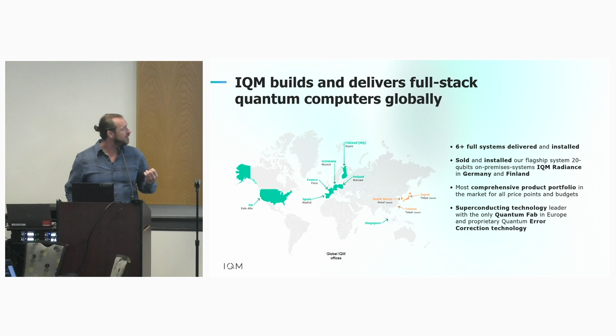So IQM, just to give a little overview, we are a European company based in Helsinki with a large technical presence in Munich. We have a few other smaller offices, and we sell fully functional quantum computers that accept high-level programming. We have shipped 6 systems, including 2 20-qubit machines in Finland and Germany. And additionally, we have a cloud platform available.